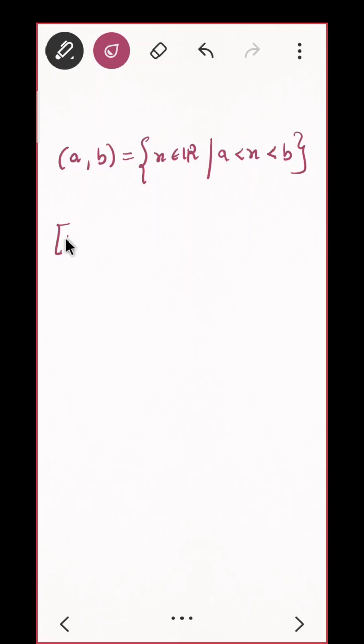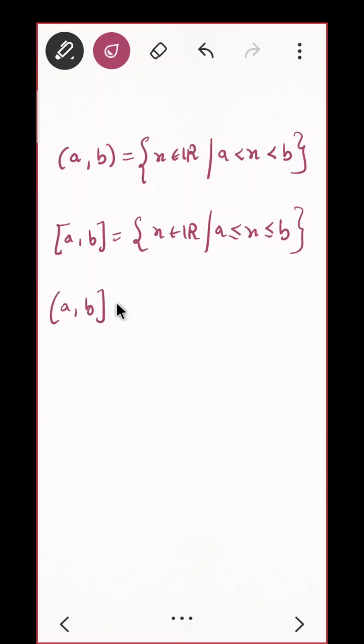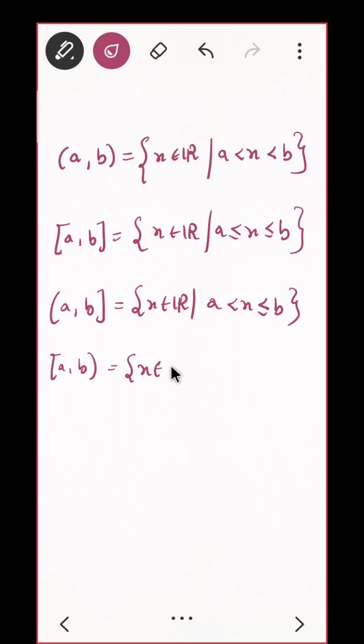If I put the closed interval [a, b], then how will this be defined? x belongs to real numbers such that a is less than or equal to x less than or equal to b. Perfect. Similarly, if I put one side open and one side closed, you know what that is, correct? This will be x belonging to real numbers such that a is less than x and less than or equal to b, and here it will be the set of all x belonging to real numbers such that a is less than or equal to x less than b. Is that clear, everyone?